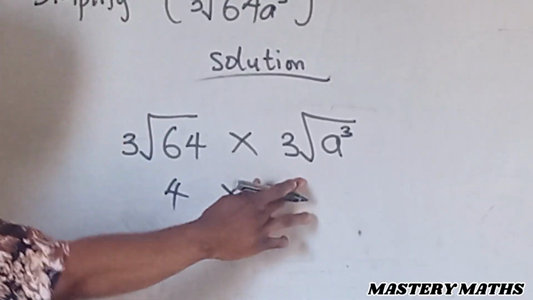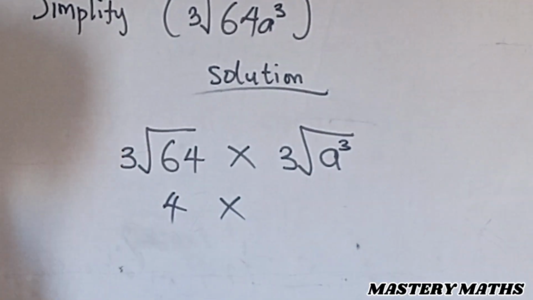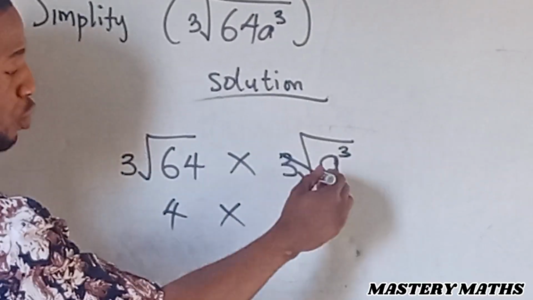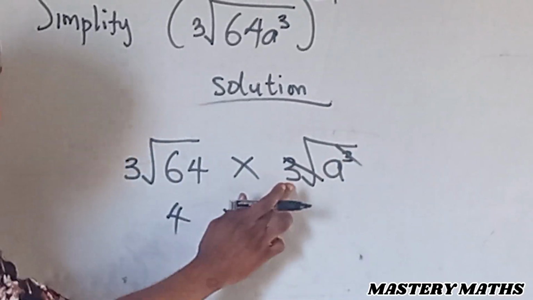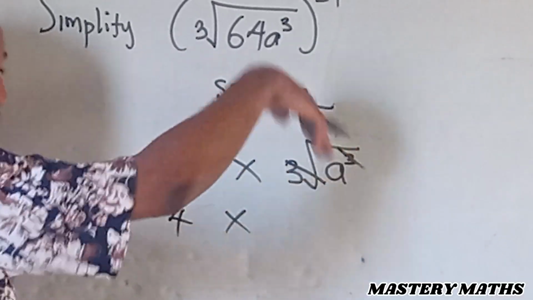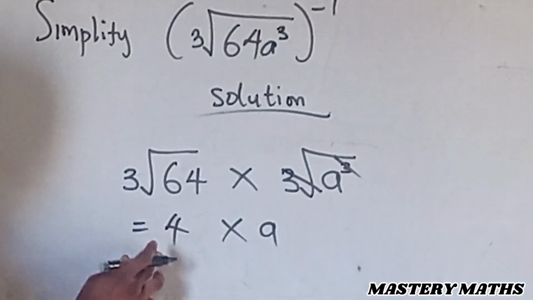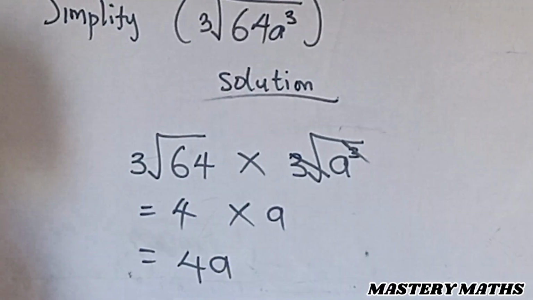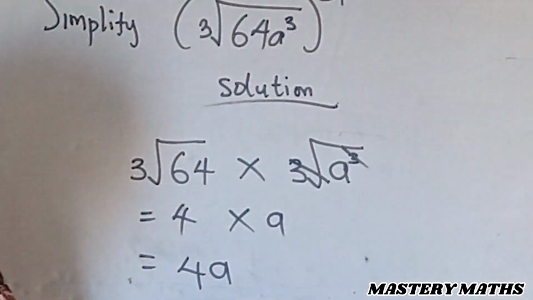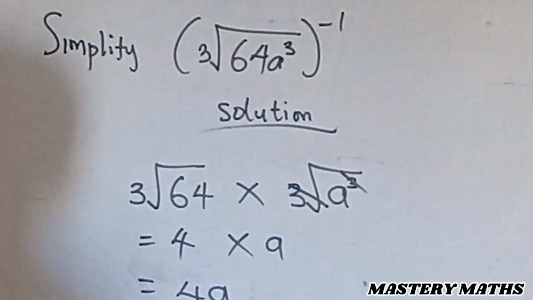Then you have your times. Coming to this, this is the cube root of a raised to the power of 3. The cube root cancels the raised to the power of 3, so it is out of it. What is remaining now? You have your a. So your 4 times a will give you 4a. We are done with the one inside the bracket, because first of all, we treated the one inside the bracket, and it gave us this.